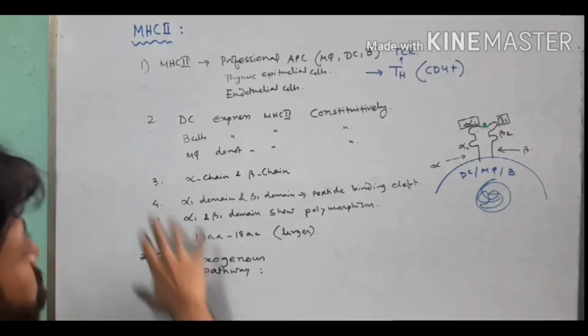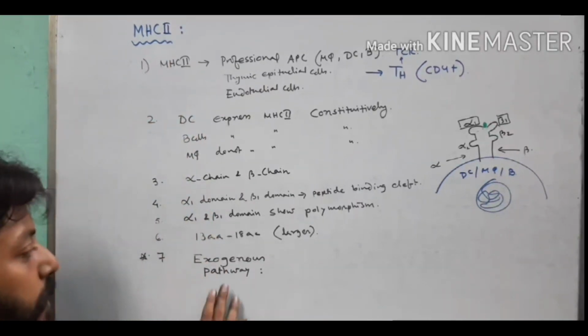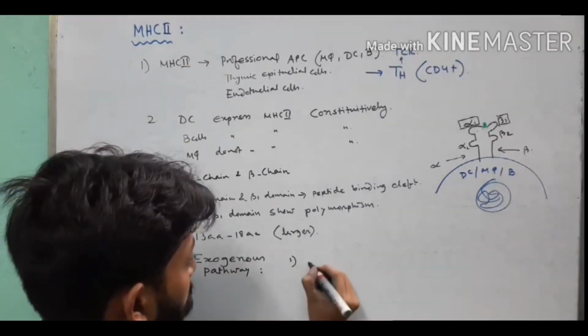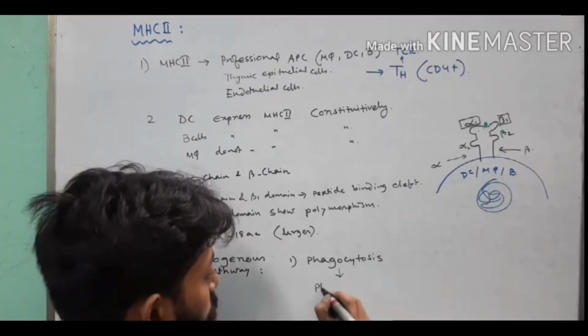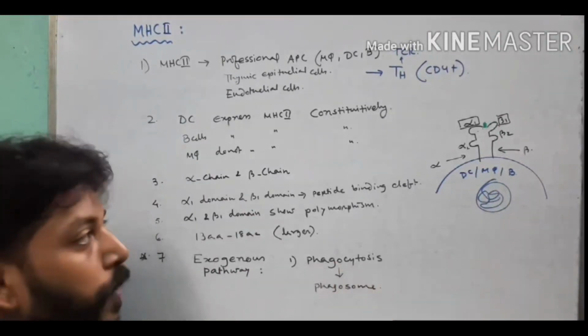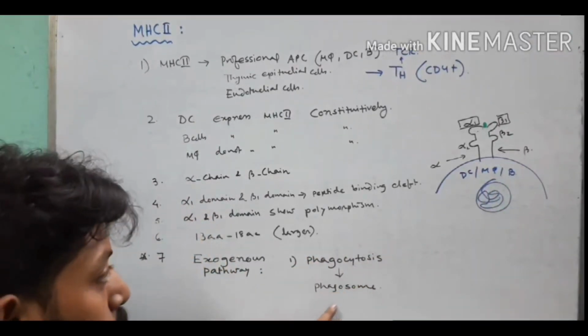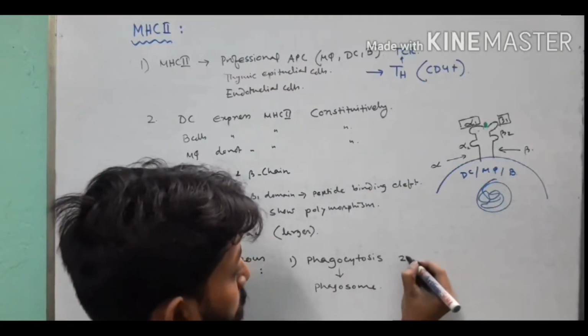Class II MHC molecule presents this exogenous antigen, and the source of exogenous antigen is phagocytosis. The pathogen enters into a vesicle called phagosome. When phagocytosis occurs, dendritic cell and macrophage can perform phagocytosis. Now the pathogen enters into the phagosome.